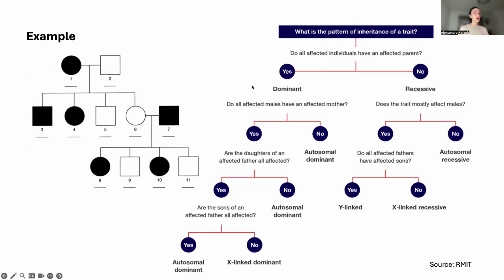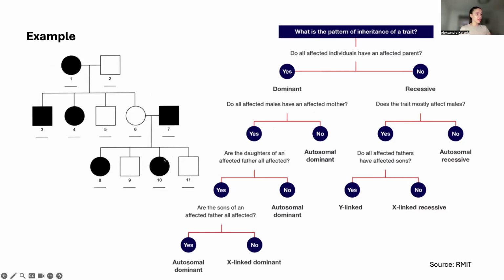Okay, let's do this one with the decision tree. Do all affected individuals have an affected parent? Maybe pause before I go through it and try and do it yourself and then come back and see how we go. Do all affected individuals have an affected parent? Yep, affected parent. This guy is affected, but we don't have his parents. Affected individual, affected. Yeah, okay. So dominant. Do all affected males have an affected mother? Affected male? We don't know because we don't have his parents. Affected male, affected mother. Yes. Let's go with yes.